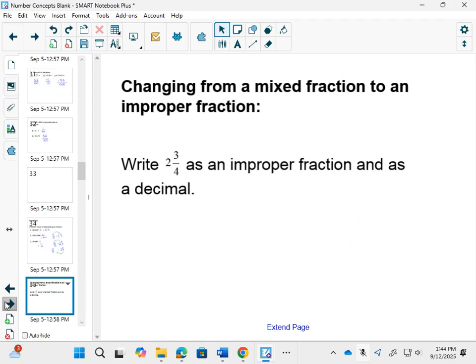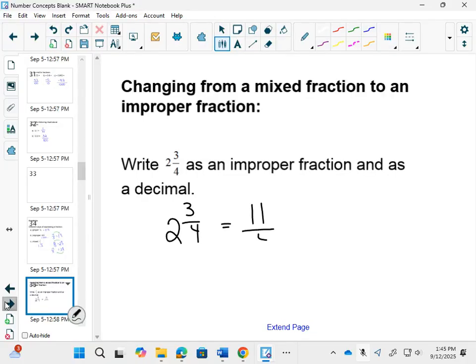So, this is what we're talking about. Changing from that mixed fraction to an improper fraction. Write 2 3/4 as an improper fraction and as a decimal. So we already talked about what Matthew said there: I have 2 full ones, 2 times 4 is 8, plus 3 more pieces, 8 plus 3 is 11, that gives me 11 over 4.